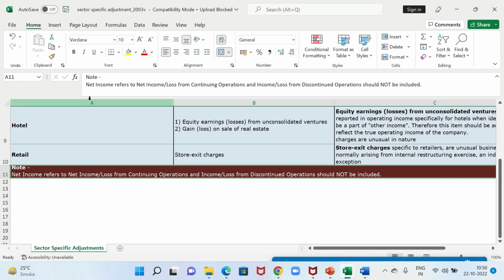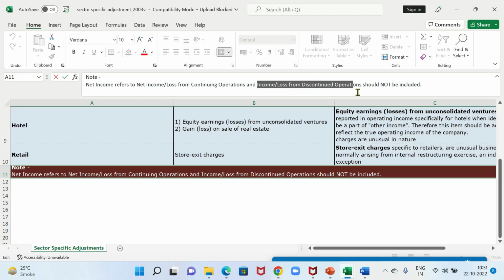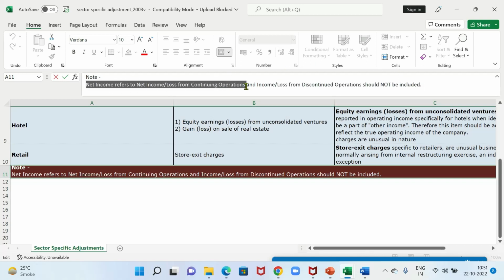Now remember, when you spread the financials, there will be a time when the company will say net income and loss from continuing operations, and income or loss from discontinued operations, and a total including both continuing and discontinued. So remember to only take continuing operations, which is my regular course of operations.